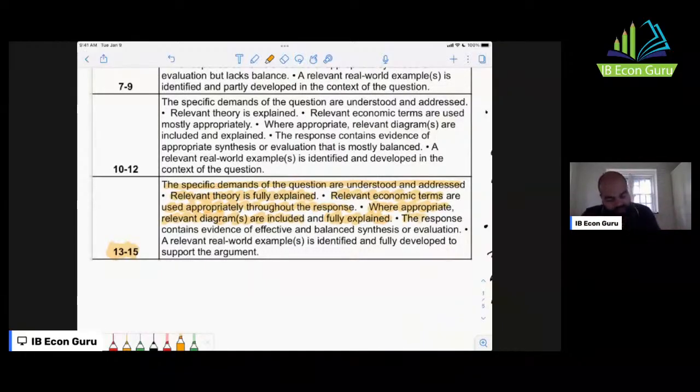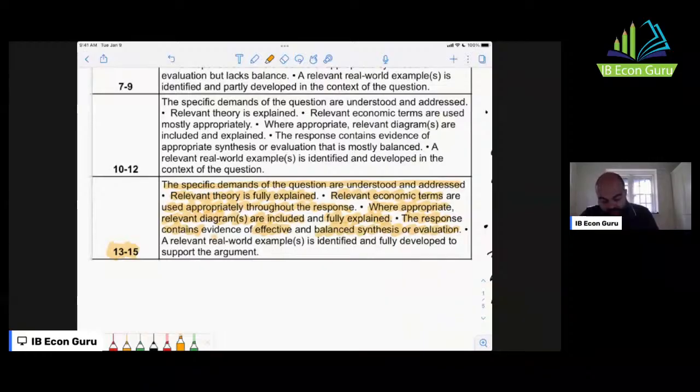The response needs to contain evidence of effective and balanced synthesis or evaluation. You need to make sure that your evaluation is effective and that you have balance. You have a balance between pros and cons, short-term and long-term effects. There's a balance between discussing the stakeholders gaining and the stakeholders losing. You have discussed the theory in theory, but you've also critiqued the theory in practice. There needs to be balance in your evaluation.